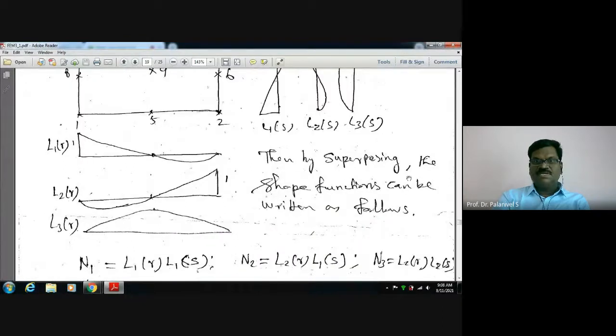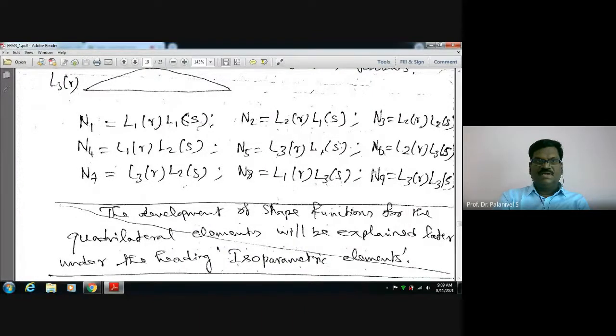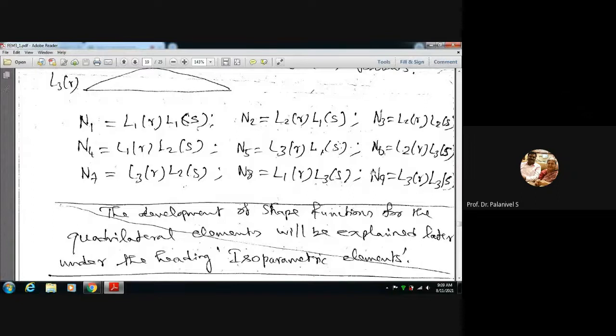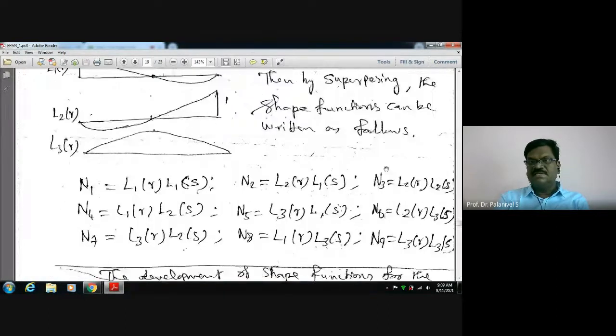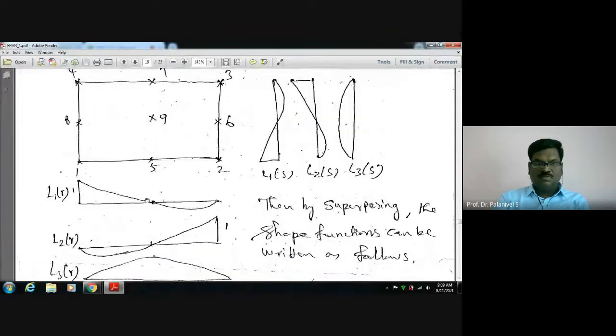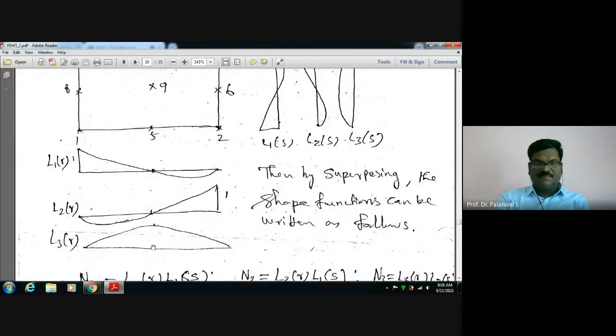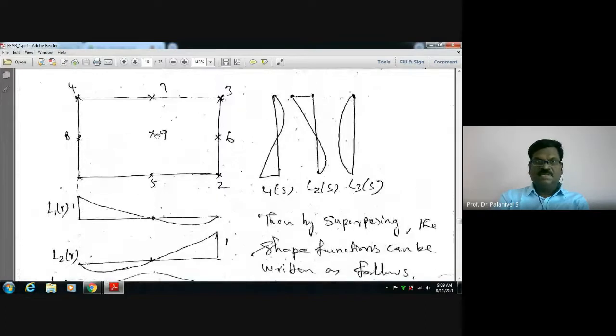Then by superposing, the shape functions can be written as follows. We have already seen how to write them for the 8-noded element. The only addition here is N9, up to N8 it is 100% similar to the previous discussion. Now N9 is equal to what? L3R and L3S. Go to the figure. From the 9th node come down: which one has unit value? L3R. From the 9th node go there: which one has unit value? L3S. That's why N9 equals L3R into L3S.